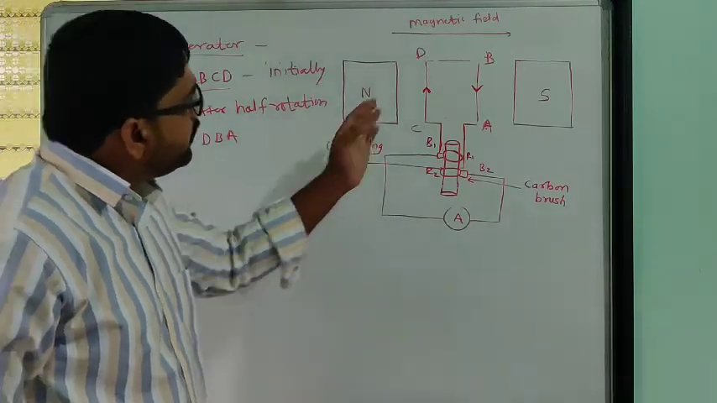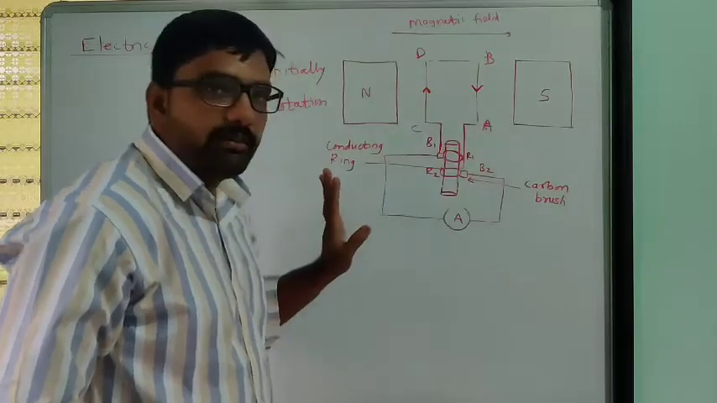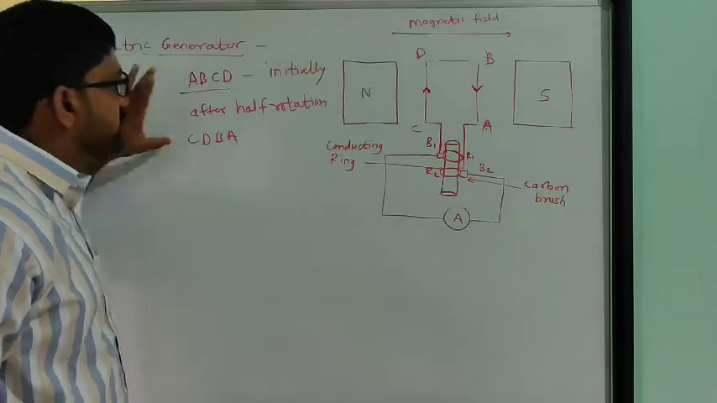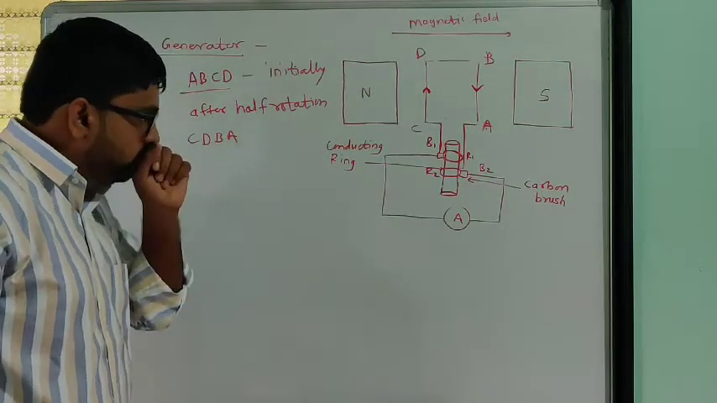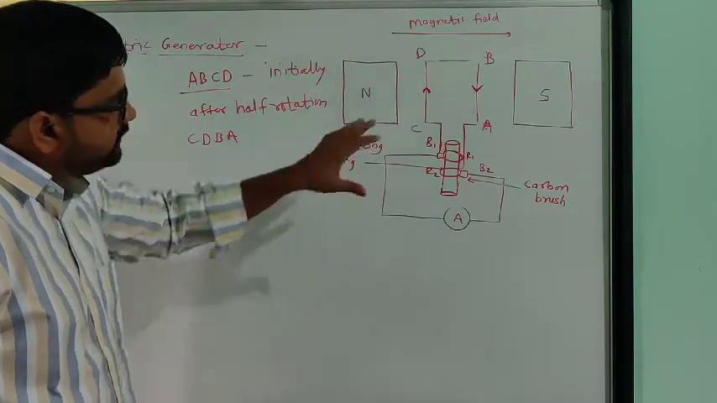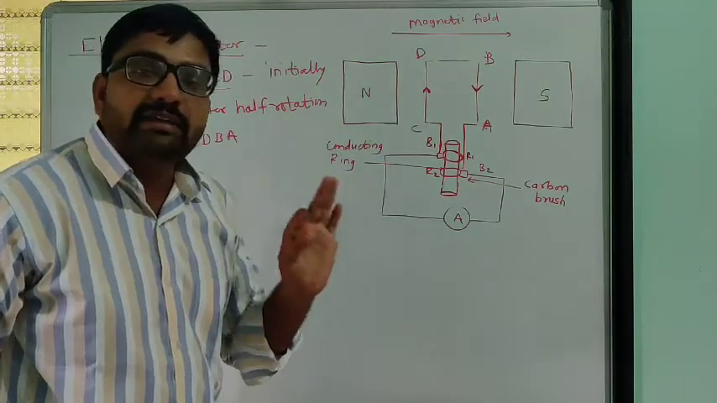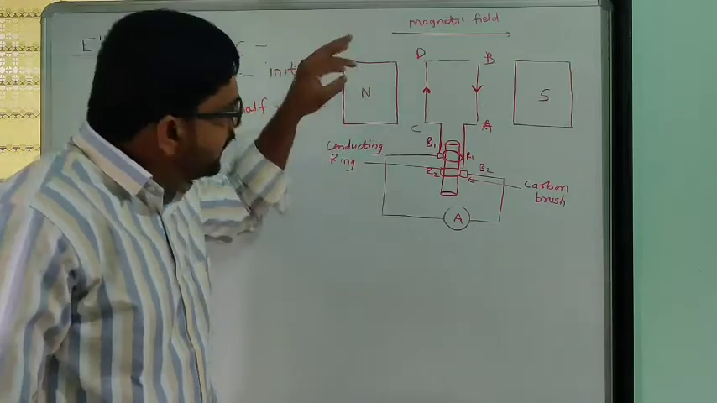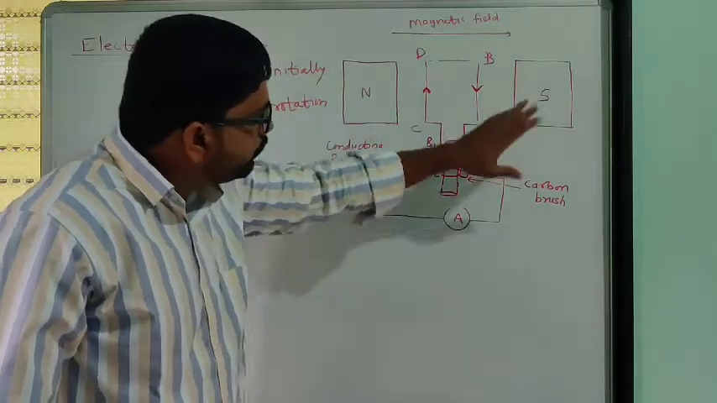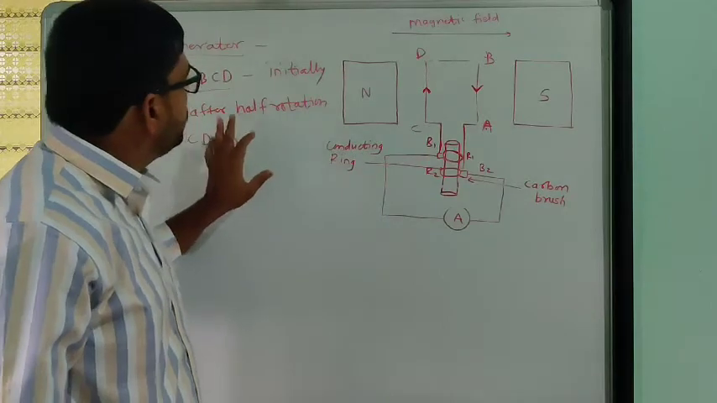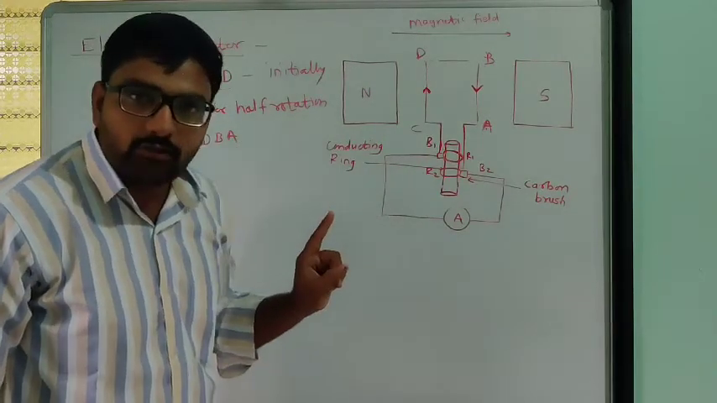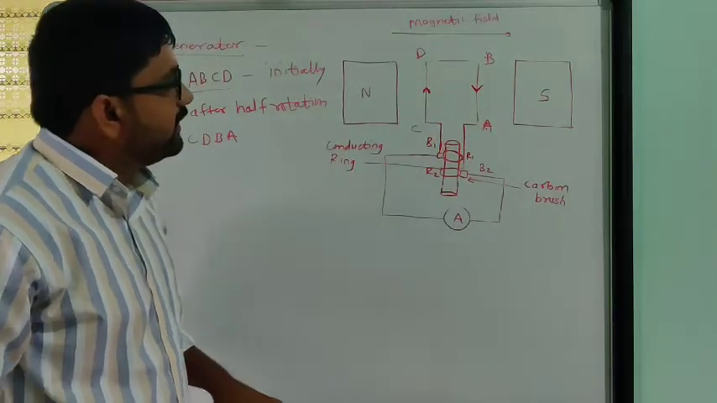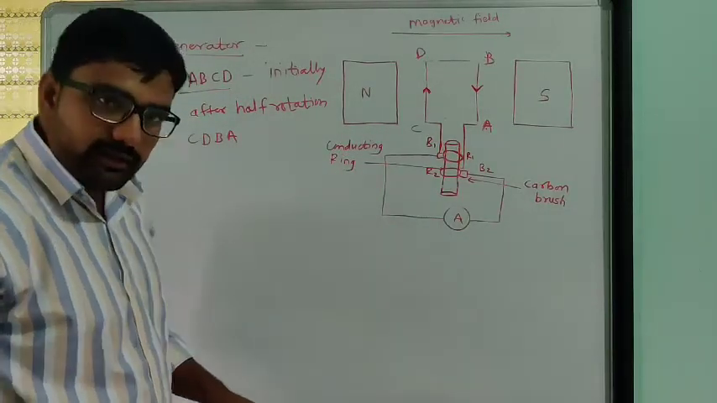So here, after each cycle, the current direction goes on changing. That is why this generator is called an AC generator, or alternating current generator. The current produced by this generator is AC electric current. That is why this generator is called an AC generator.